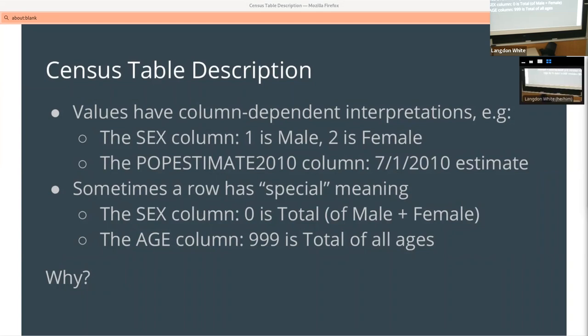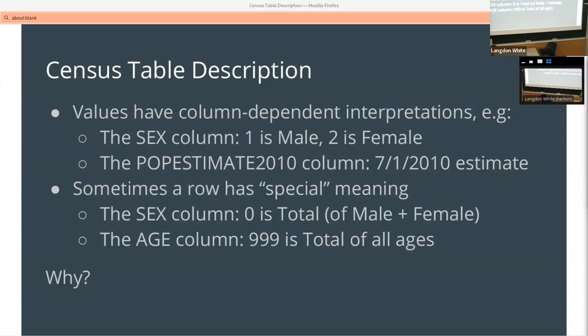For example, for the sex data, one is male and two is female. In the sex column, if you see a zero, that means the data is for the total of both men and women. As a result, they embedded more information in that column than should be there. It has the trade-off of limiting flexibility, so you can't just arbitrarily add new sex values to the data set.